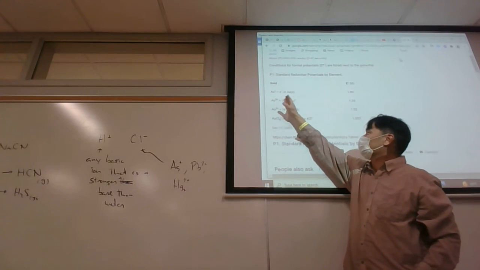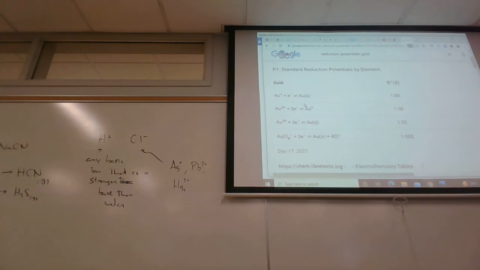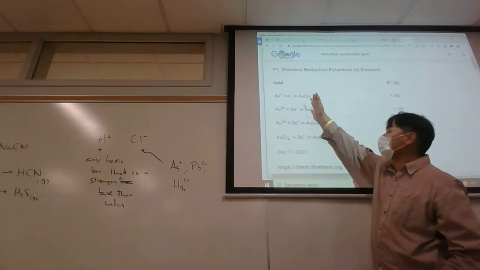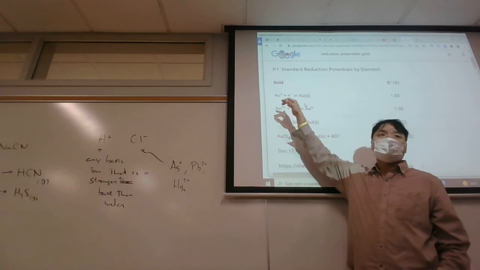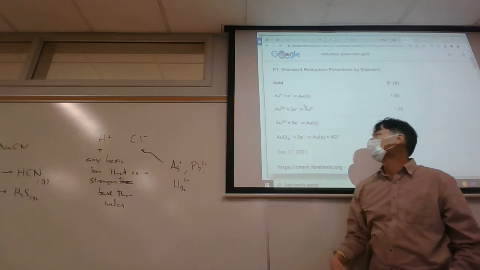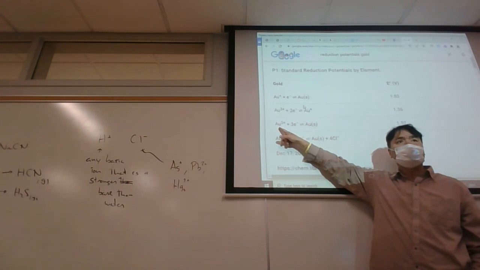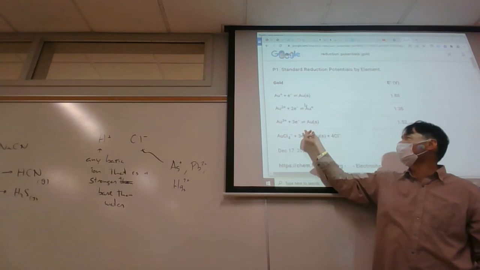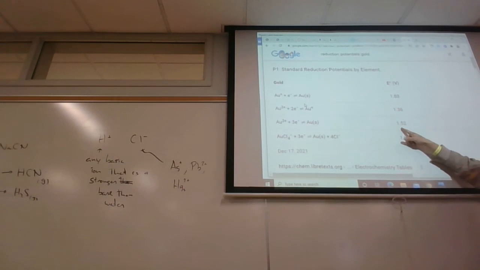The oxidizers on the left, the reducers on the right, like our chart. Our chart has the strongest oxidizer on the top left, the strongest reducers on the bottom right. So if we look at gold, this looks like the best. Gold being oxidized to gold 3. So we need an oxidizer that'll oxidize gold to gold 3. This is 1.52 volts, we say, for this.